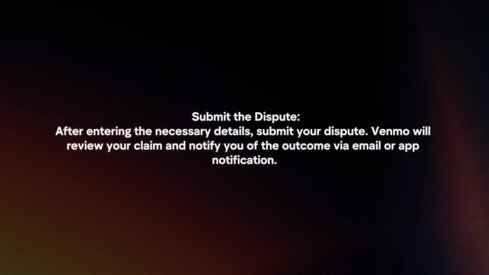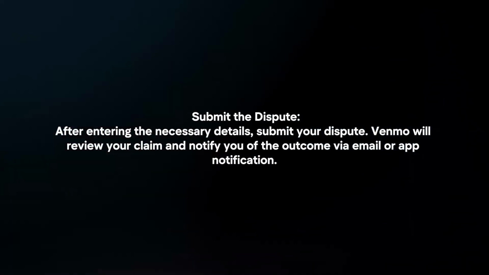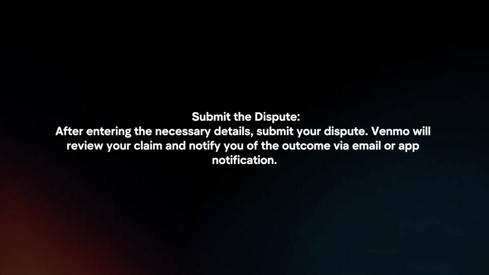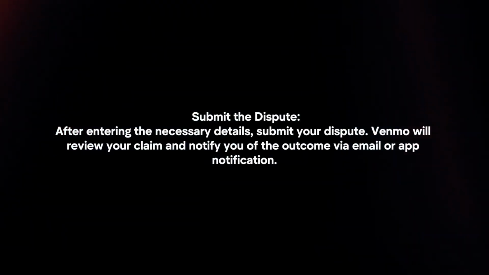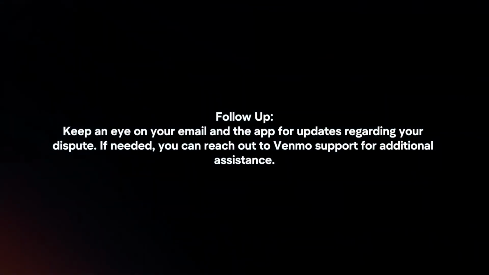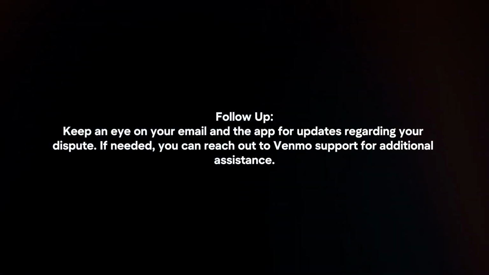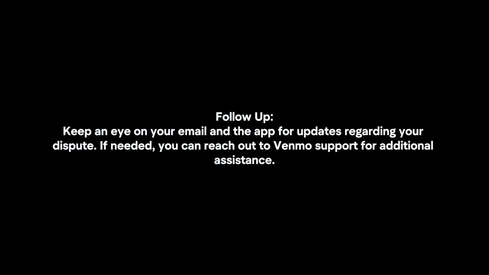Submit the dispute. After entering the necessary details, submit your dispute. Venmo will review your claim and notify you of the outcome via email or app notification. Follow up. Keep an eye on your email and the app for updates regarding your dispute. If needed, you can reach out to Venmo support for additional assistance.